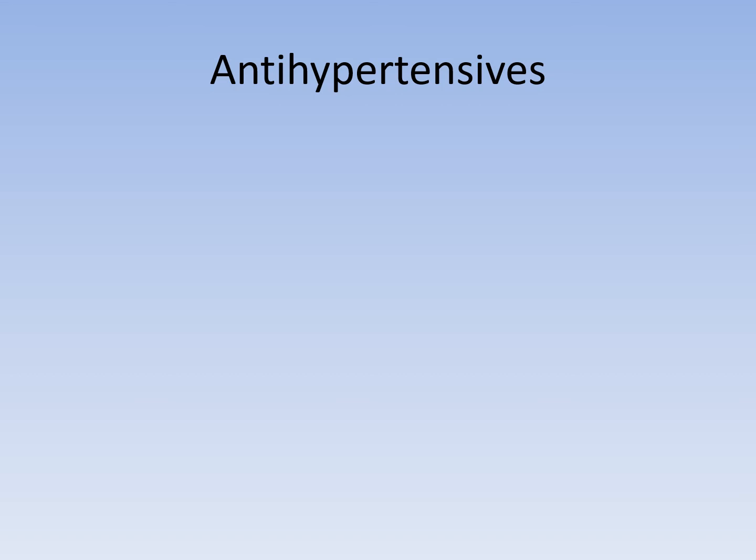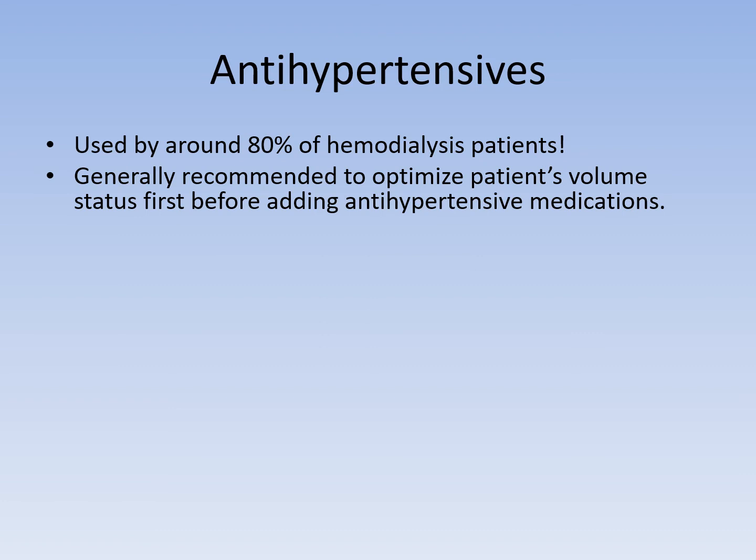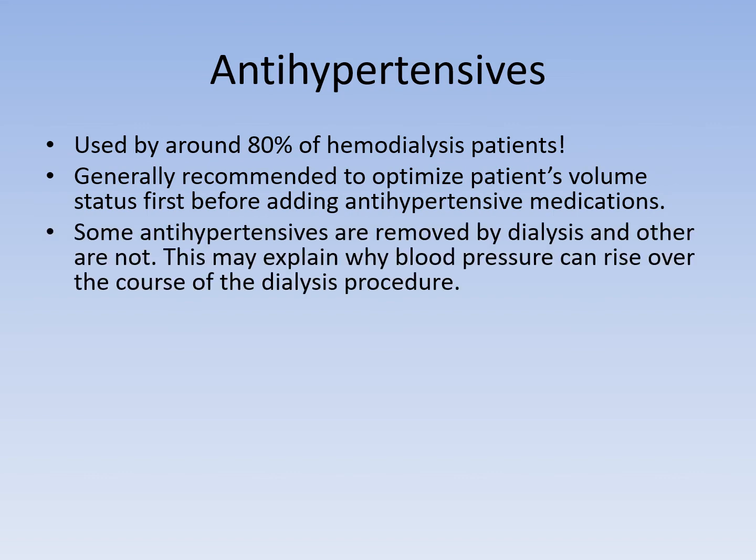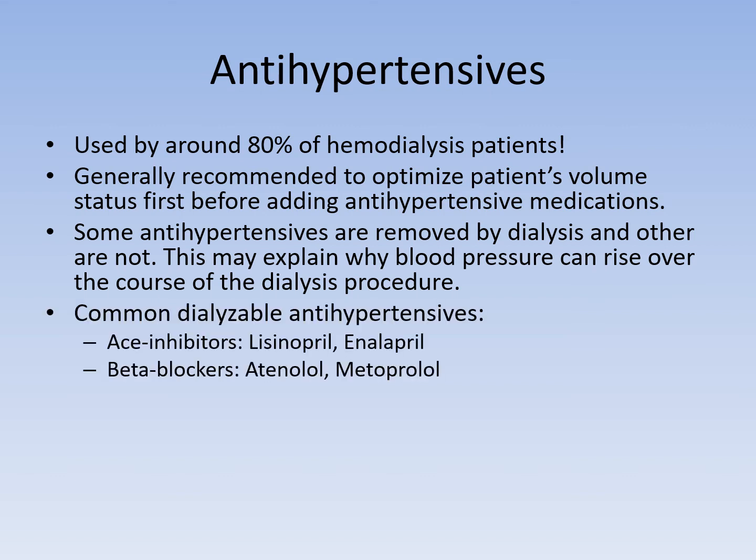Despite the fact that we can control blood pressure with the vast majority of dialysis patients with just better sodium control, these days over 80% of hemodialysis patients use blood pressure medications. In general, we really try to control someone's volume status first before adding antihypertensive medications, but so many dialysis patients start dialysis on 3 or 4 blood pressure medications and they never seem to get stopped. It's worth mentioning that some antihypertensives are removed by dialysis and others not, and this may explain why blood pressure can sometimes rise over the course of the dialysis procedure as we remove their blood pressure medications.